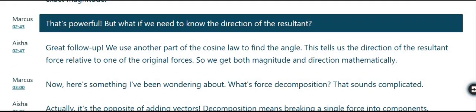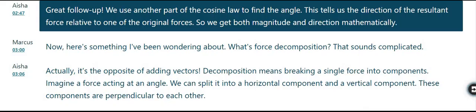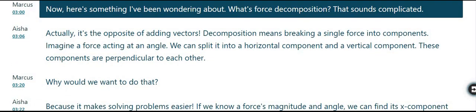That's powerful. But what if we need to know the direction of the resultant? Great follow-up. We use another part of the cosine law to find the angle. This tells us the direction of the resultant force relative to one of the original forces, so we get both magnitude and direction mathematically.